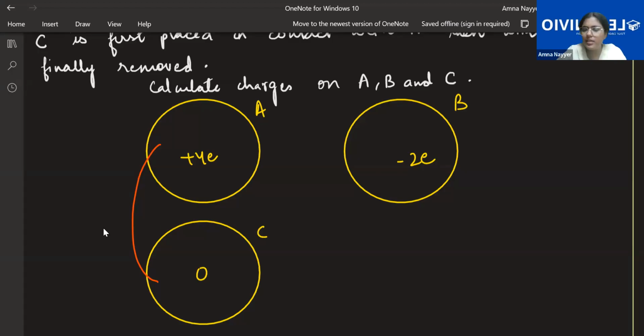2e. Same thing. We did this example right now. 4e plus 0 divided by 2, that's 4e divided by 2, which is 2e. So this becomes 2e. This also becomes plus 2e. Plus 2e and plus 2e.